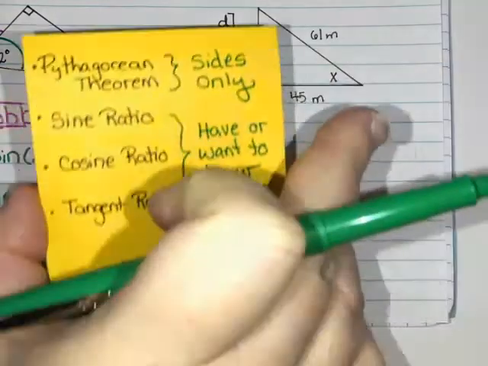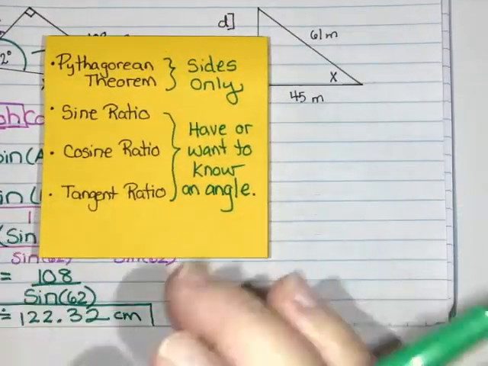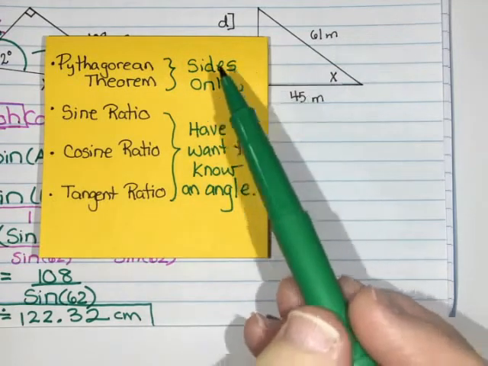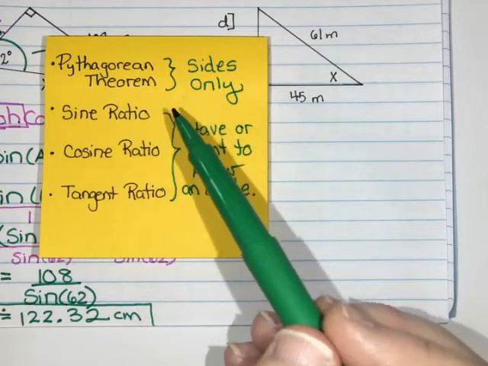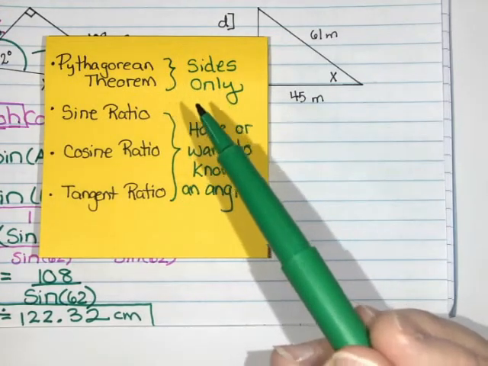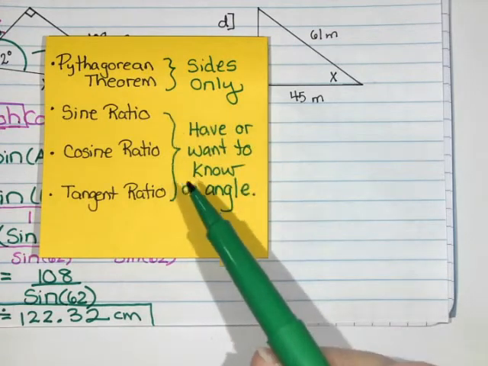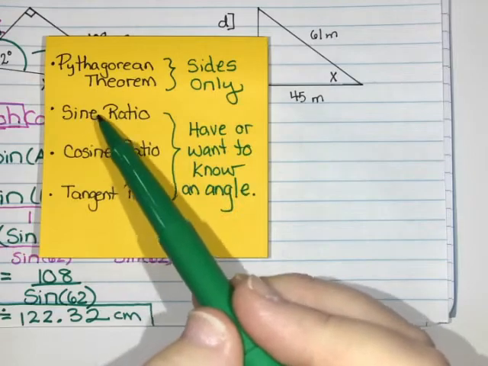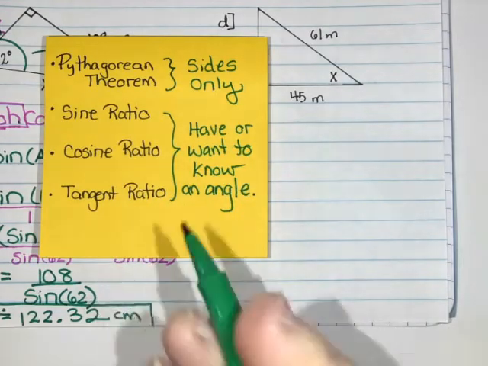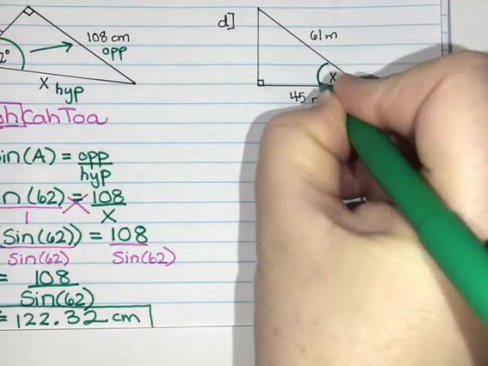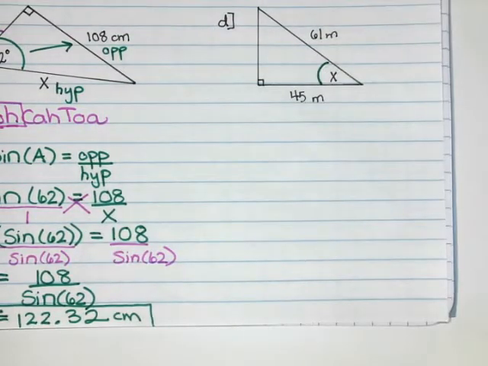So when I'm trying to choose a method, if I only have side lengths and only want to find side lengths, I would use Pythagorean theorem. To use Pythagorean theorem, you need to have two sides that you know and be looking for the third side. If you are given an angle or are trying to solve for an angle, that's when you want to use the sine, cosine, or tangent ratios. So in this question, I wasn't given an angle, but I am trying to find that angle, which is why I would use either sine, cos, or tan.